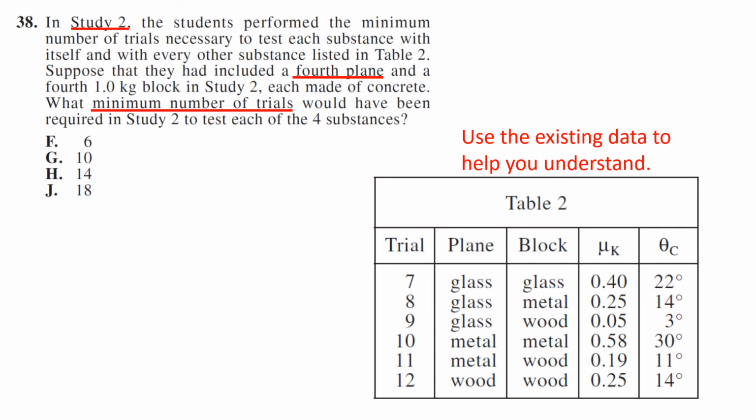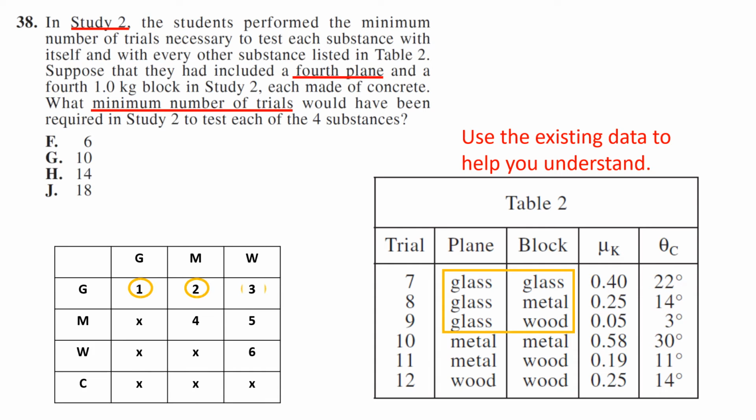So we can use the existing data to help us understand. So if we just do a chart, right? Glass, metal, wood, and glass on glass, glass on metal, glass on wood is 3 trials. Now, we're not going to test metal on glass because we already tested metal and glass, right? I realize one is the block and one is the plane, but that's not what we're worried about. We're worried about the substances creating friction with each other.